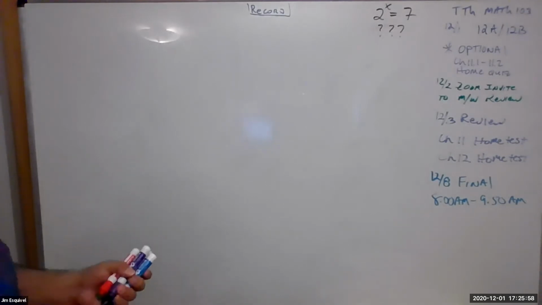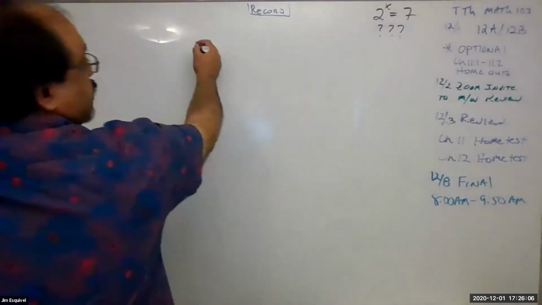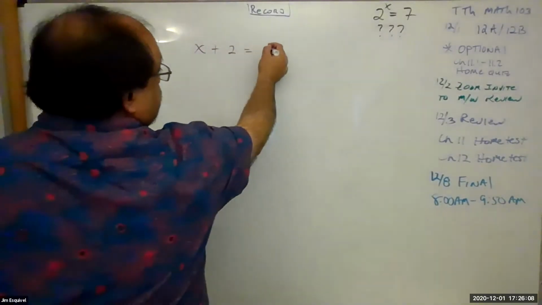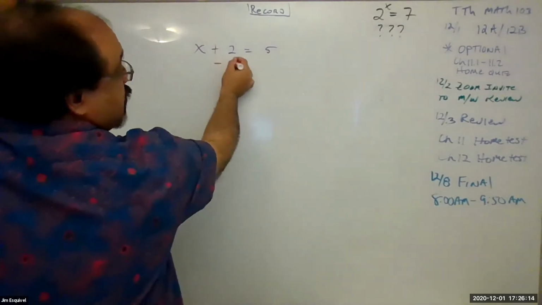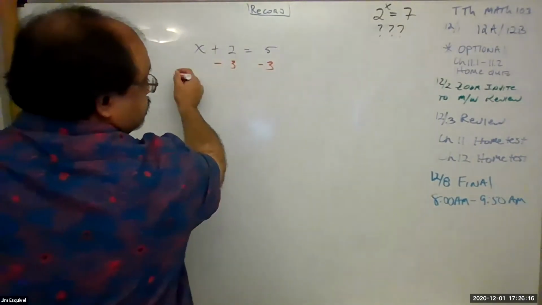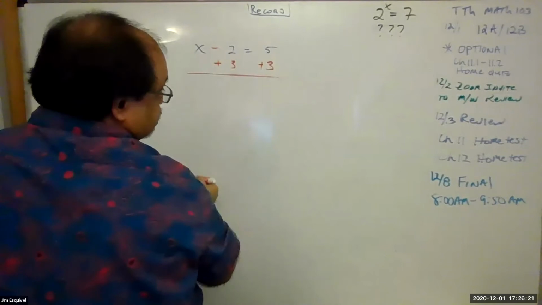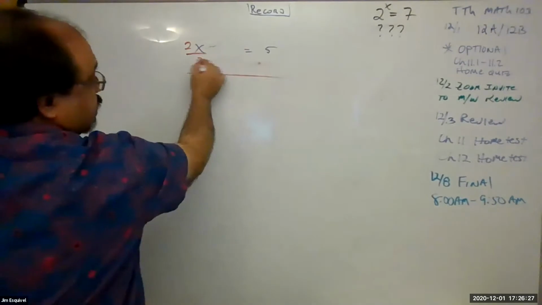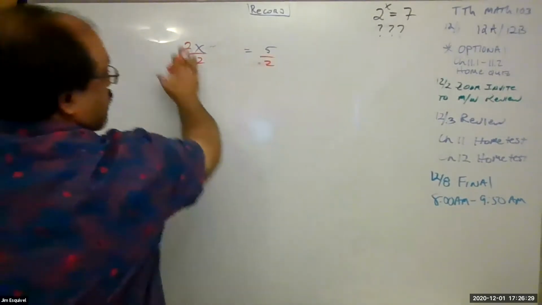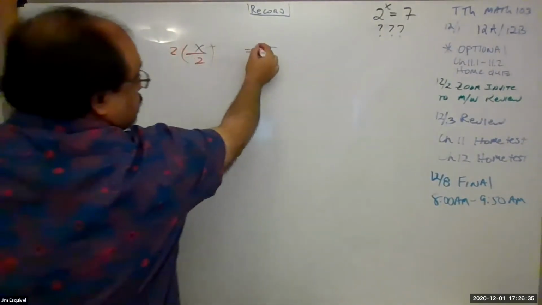When we first started solving equations, we basically had to come up with inverse operations for the operations that we had in place. When we had x plus 2 equaled 5, inverse operation, subtraction, subtract 2 from both sides. If it was minus, then we had addition. If it was 2 times x, then we have division. If it was x over 2, then we have multiplication.